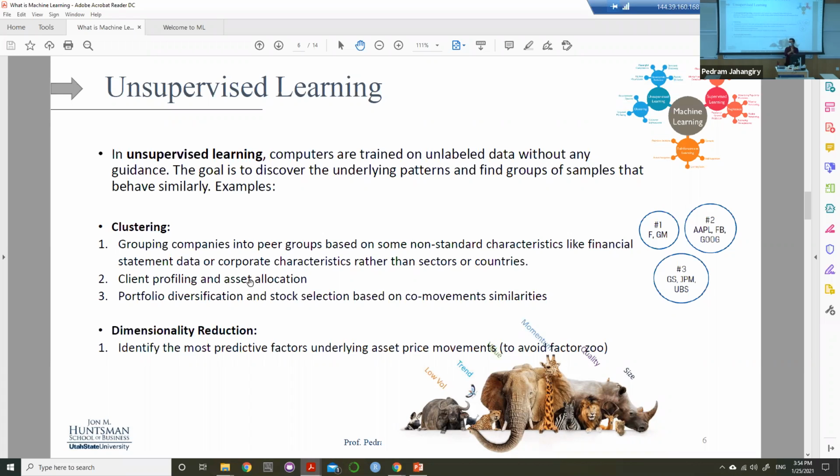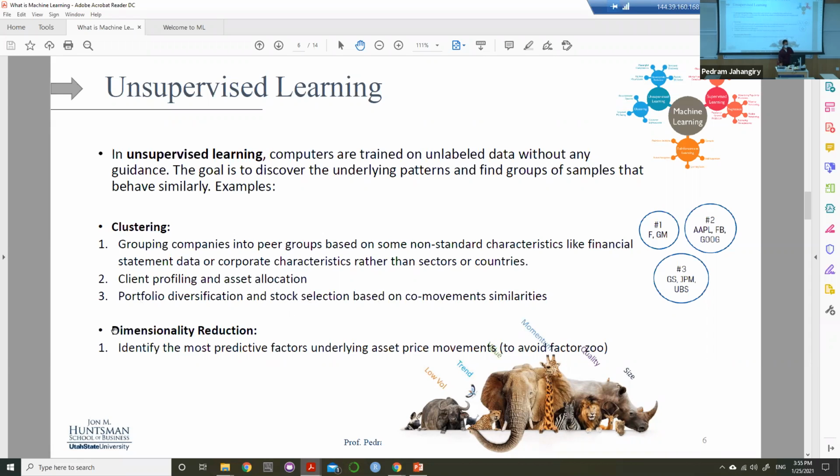This is what Amazon is doing. If you look at Amazon, we're going to look at an example. I think it's going to be bank customer segmentation, which is a really interesting data set. We're going to take a look at that one too. So for each of these examples, I have a data set for this course. That's why I'm super excited about this semester. Third one, portfolio diversification and stock selection based on co-movements or similarity. So again, we're going to talk about these ones, but I think you get the idea.